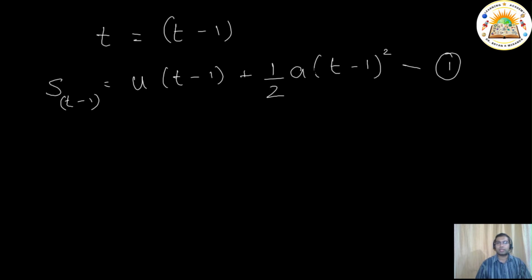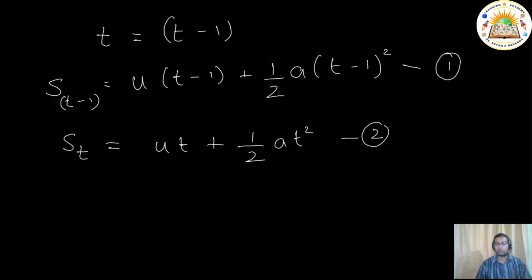So let us take this as equation 1, and S at t seconds, we have already written it as ut plus half a t square. Now this is equation 2. So in order to calculate the distance that is traveled in the given time, we can simply write S is equal to S of t minus S of t minus 1.